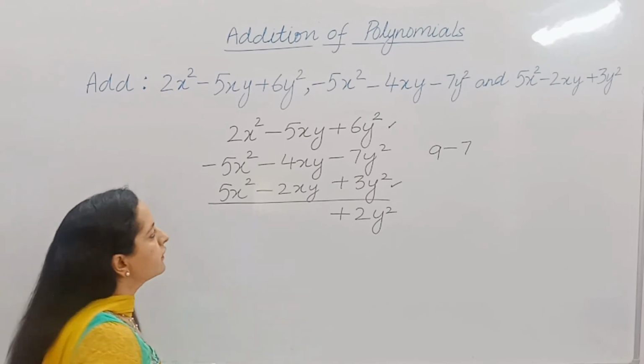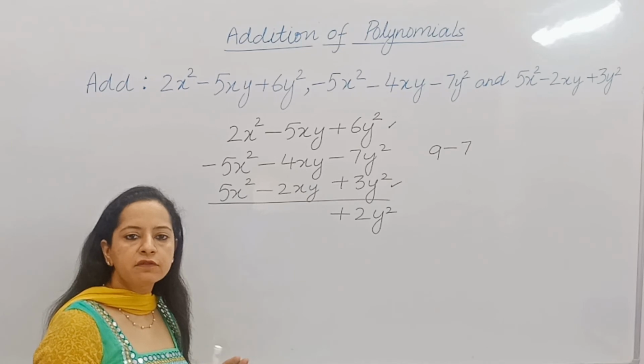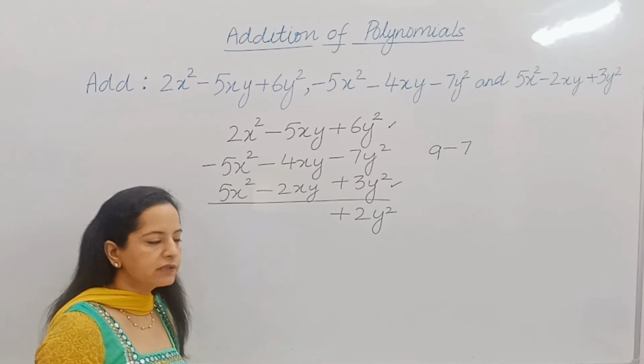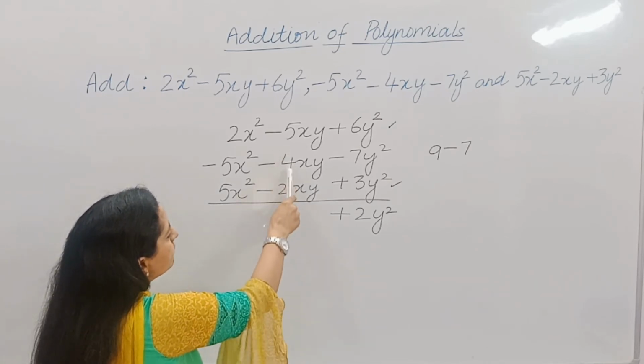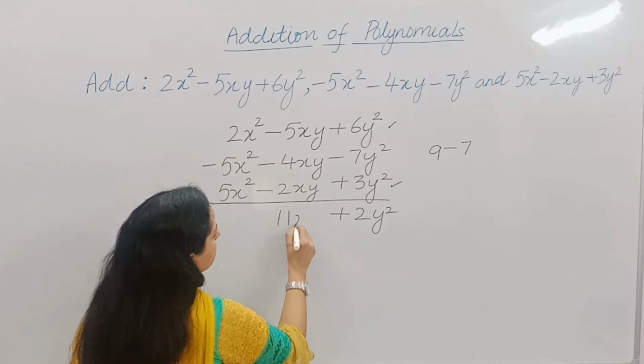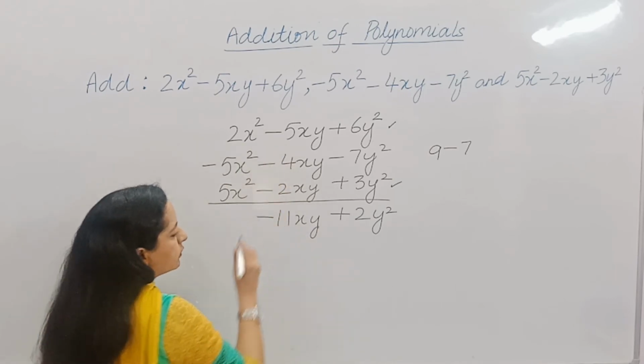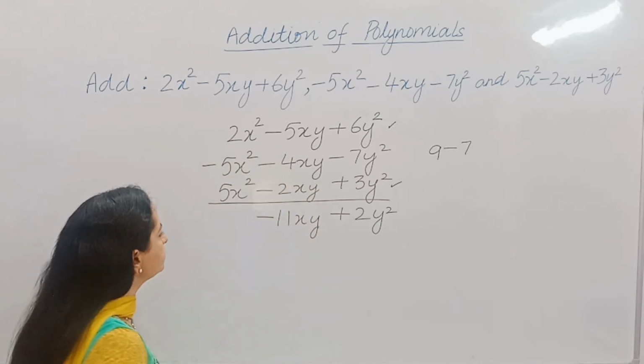Now this term, all these three are negative terms. Negative signs, same sign we add. Adding them together, 5 plus 4 is 9. 9 plus 2 is 11. So 11xy. And since all these three are negative, the sign will be negative.